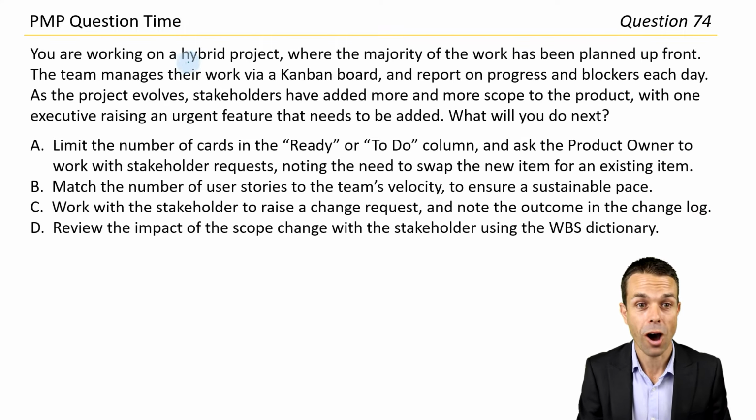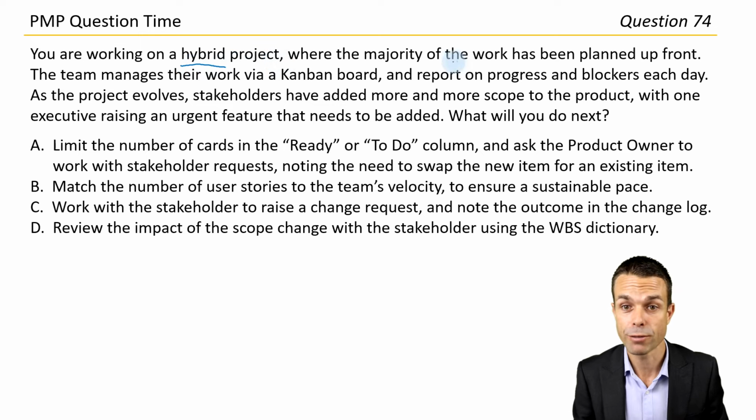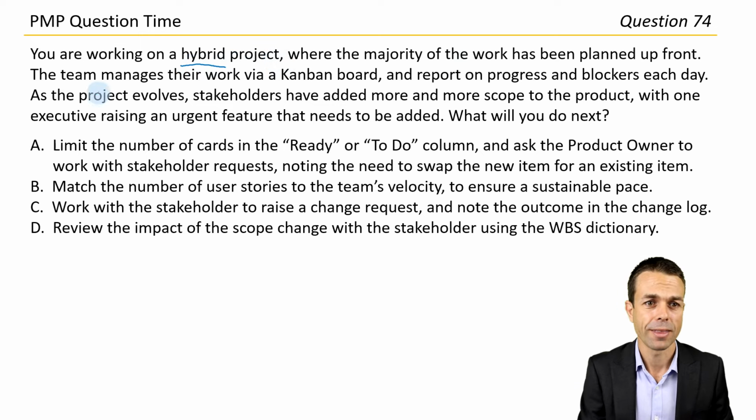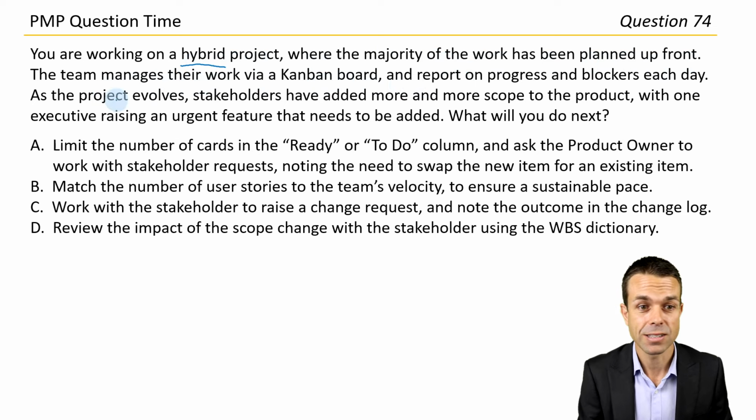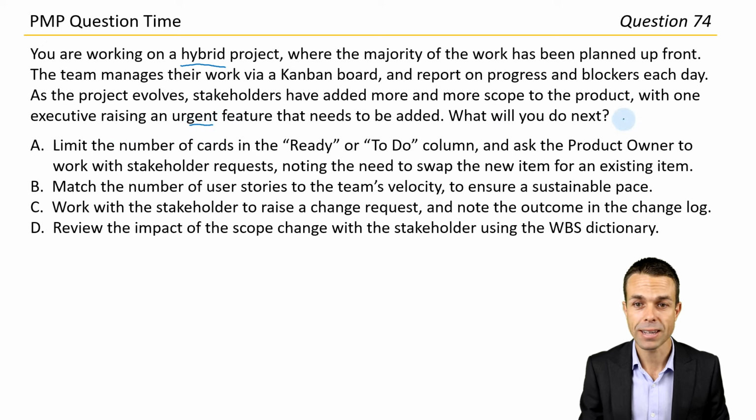You're working on a hybrid project where the majority of the work has been planned up front. The team manages their work via a Kanban board and report on progress and blockers each day. As the project evolves, stakeholders have added more and more scope to the product, with one executive raising an urgent feature that needs to be added. What will you do next?